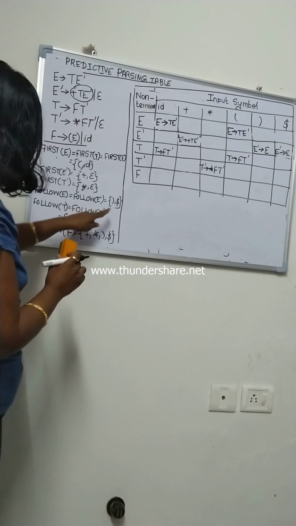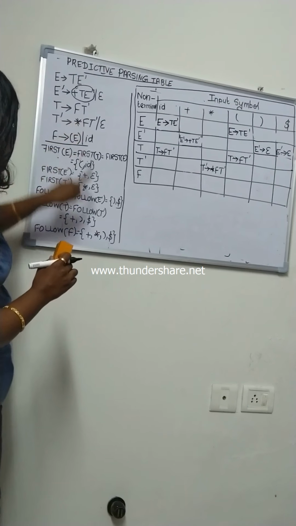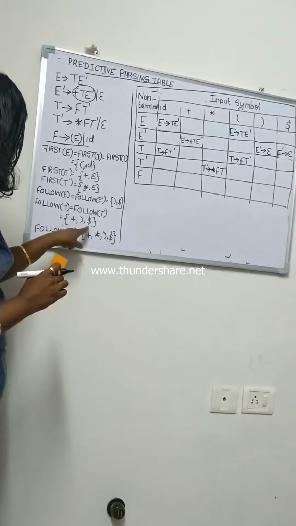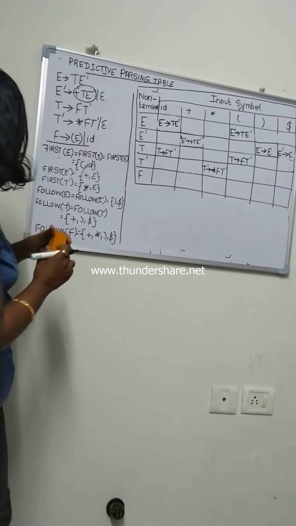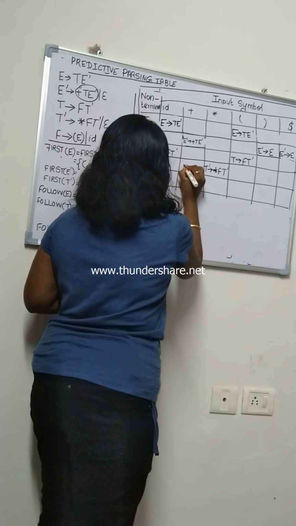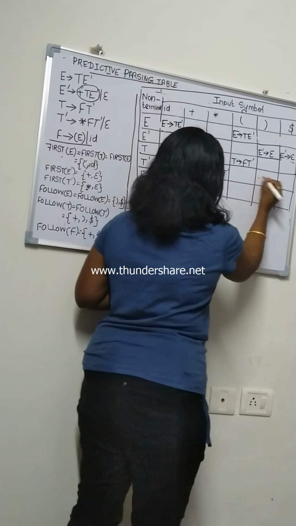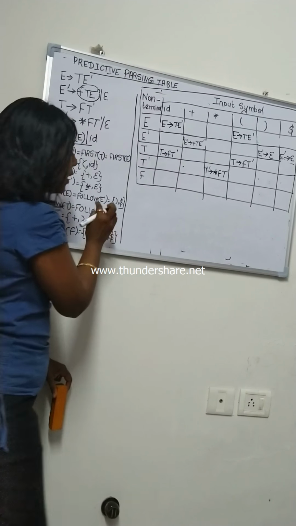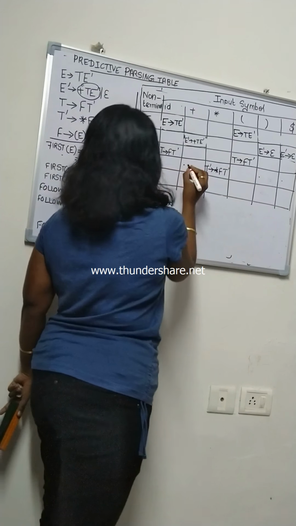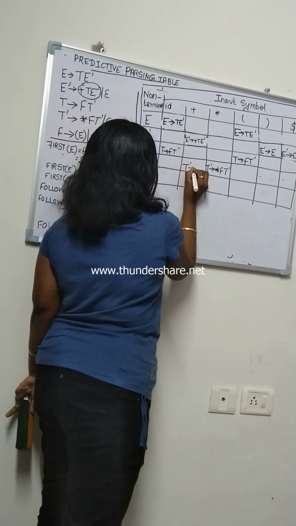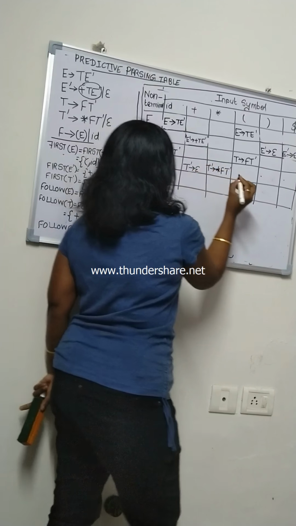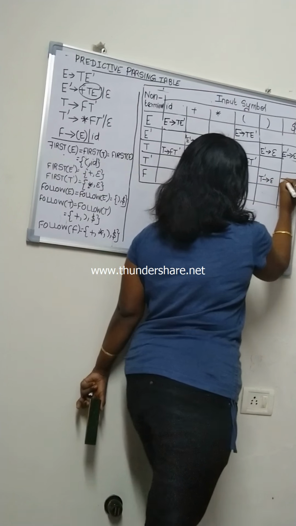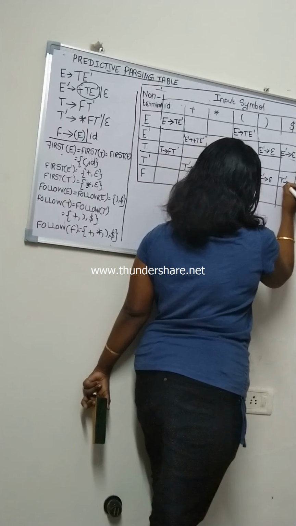Here, if there is null value, then we have to find follow of T dash. So follow of T dash is plus, close parenthesis, as well as dollar. So in the place of plus, close parenthesis and dollar, here I am going to fill this: T dash derives null value, again T dash derives null value, and then again T dash derives null value.